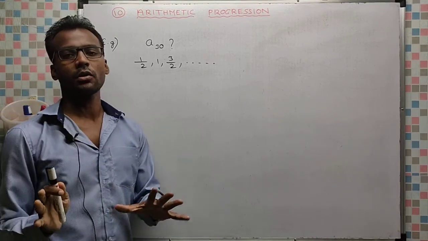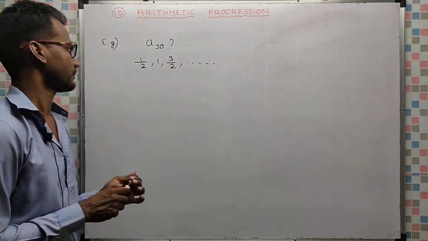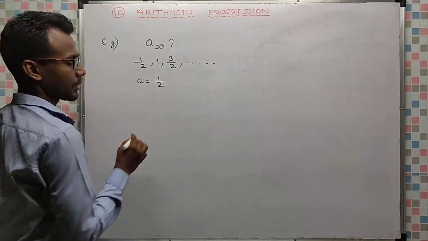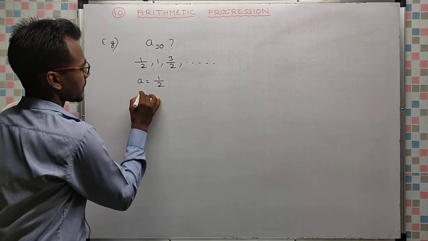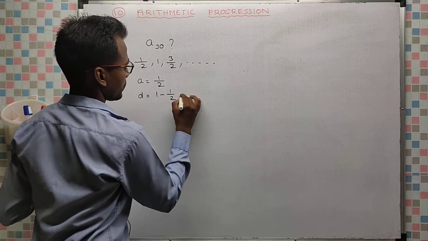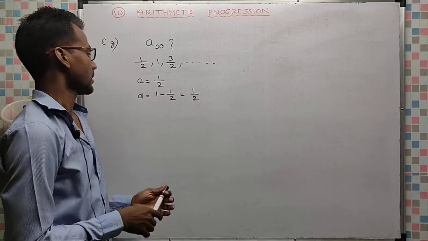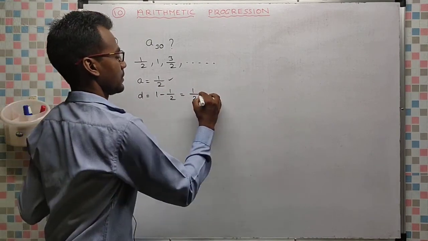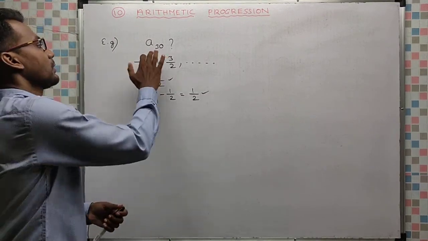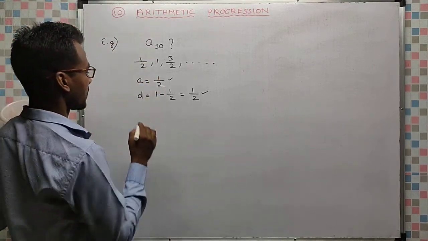How to check a sequence is AP or not? Just take the common difference. If it is constant, then it is AP, otherwise not. First write a. What is a? 1 by 2. Then write d. d is equal to right minus left, 1 minus 1 by 2, which is 1 by 2. So the first term is 1 by 2. The common difference is also 1 by 2. Then we can find any term. We can find A30, A90, A50, any term. But we have been asked to find A30.